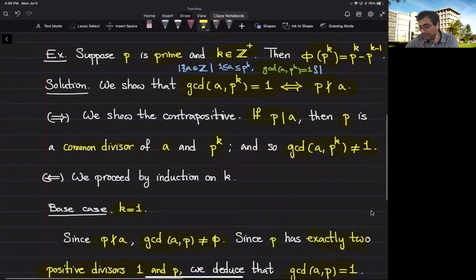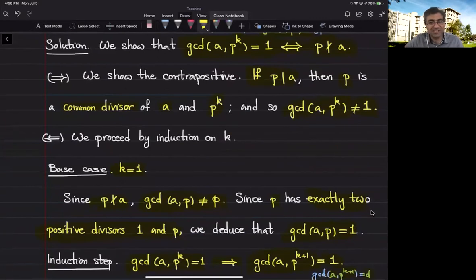Let's start with the easy side. We are going to assume that GCD of a and p to the k is 1. We want to show p doesn't divide a. We show the contrapositive of this statement. That means we are going to assume that p divides a. We want to show that GCD of a and p to the k is not 1. Because p divides a, of course, p would be a common divisor of a and p to power k, and therefore the greatest common divisor of a and p to the k should be at least p, which means it cannot be 1. Okay, so this direction was rather easy as promised.